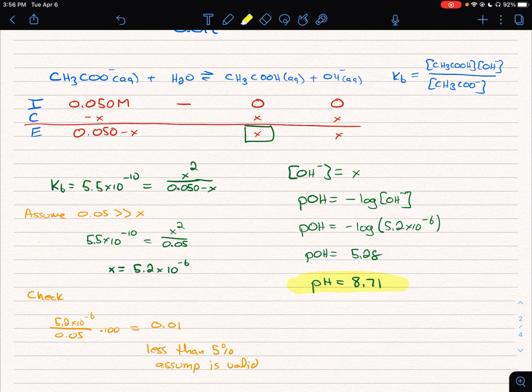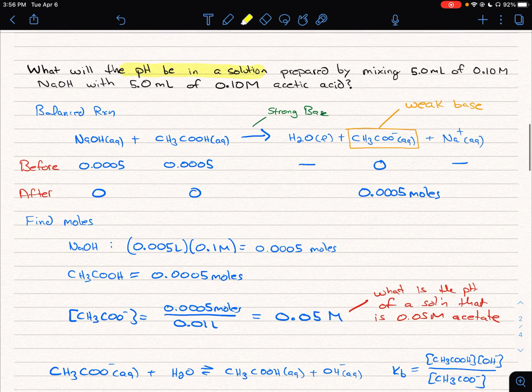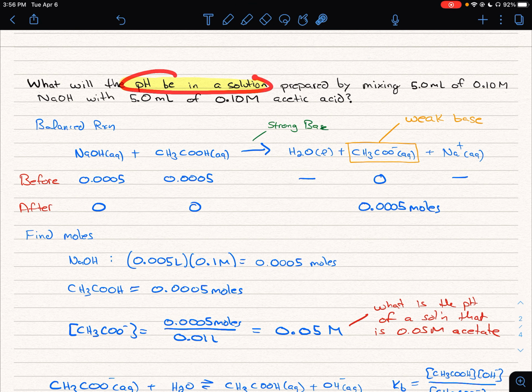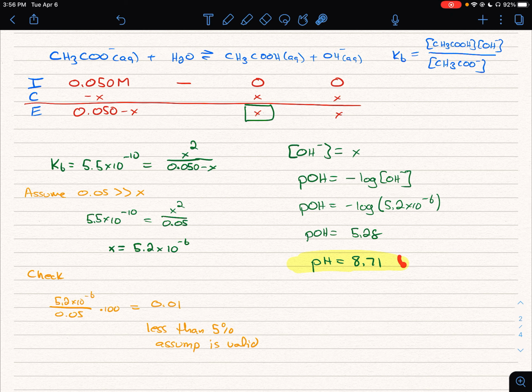So there's the answer. If we go back up to the problem, we found out our solution was basic. Way back here at the top, we asked, what will the pH be of a solution prepared by mixing sodium hydroxide with acetic acid? And what we can predict from this is we have a strong base with a weak acid. And so because we have a strong base and a weak acid, we should expect this to be basic. And indeed, it is basic.